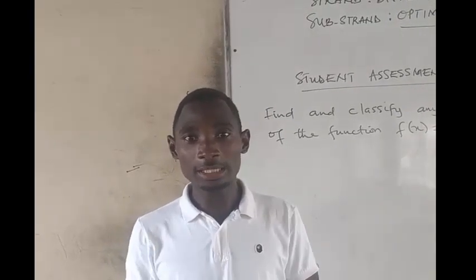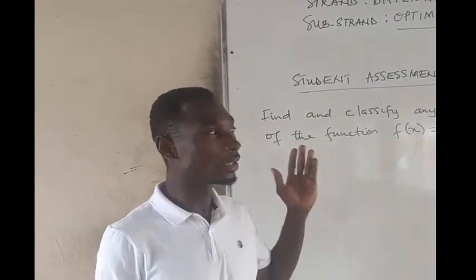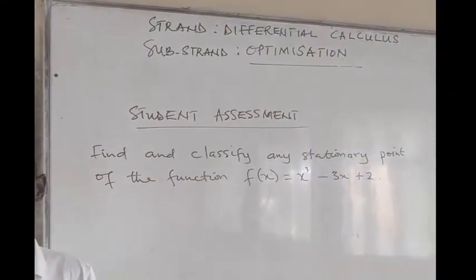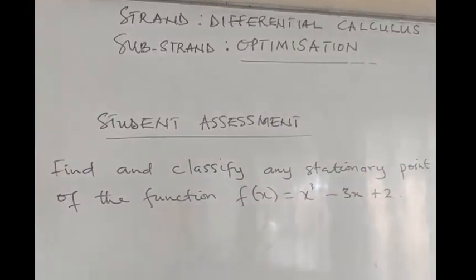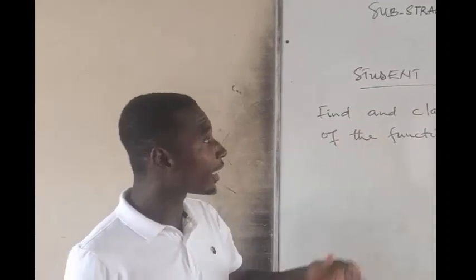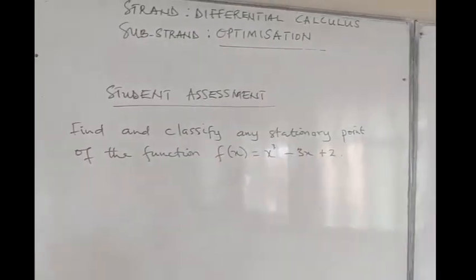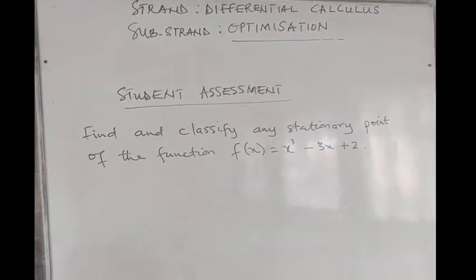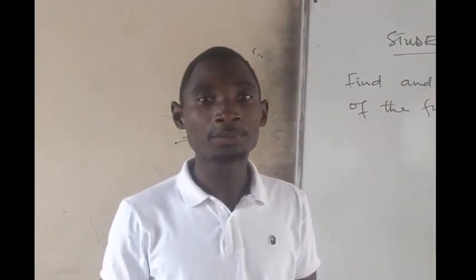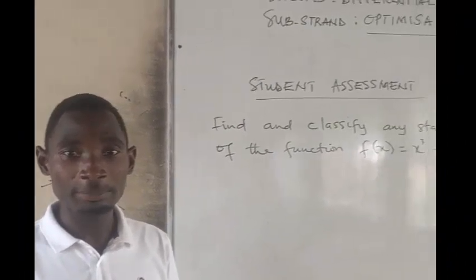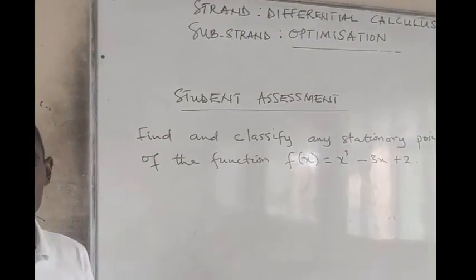To start with today's lesson, let's take a look at a student assessment to review our previous knowledge. Find and classify any stationary point in the function f of x is equal to x cubed minus 3x plus 2. Let's take a look at this and try before we continue with today's lesson.